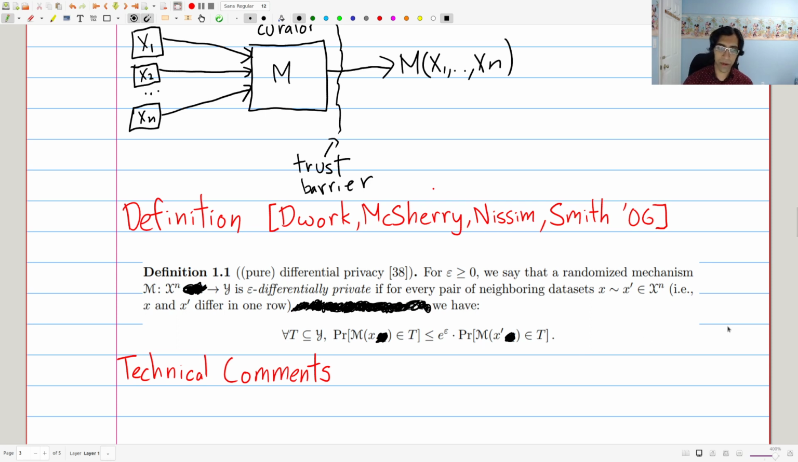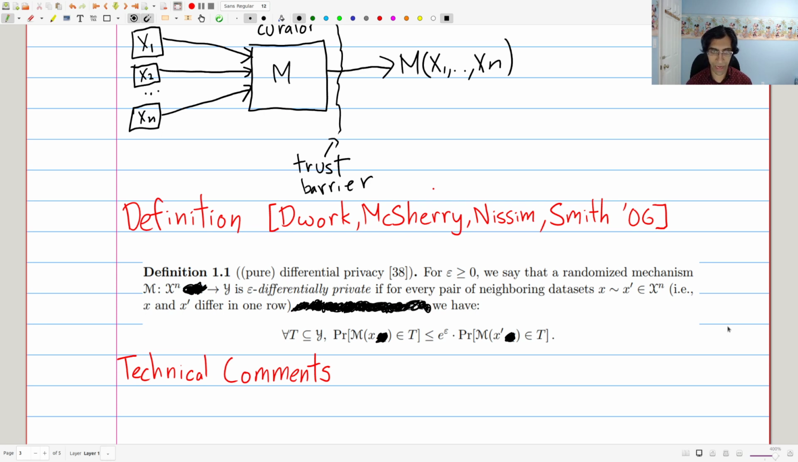Okay, so this is a bit of a mouthful, so we're going to spend quite some time trying to digest this and really build some intuition for it. But just to repeat it one more time, let me say what this is. This says that if you have two data sets which differ in only one entry, then the algorithm, when run on these two data sets, will have a very similar distribution over outputs.